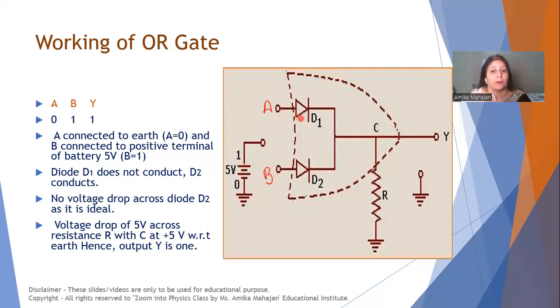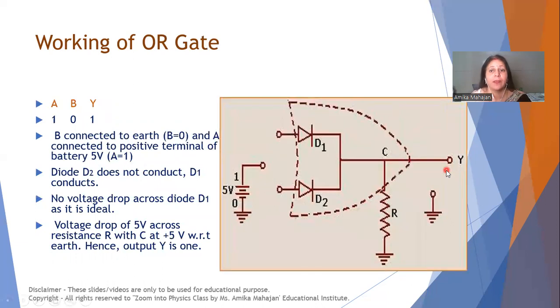Because this A is grounded, so its forward biasing is not supported, this will not conduct. Only B will conduct. This diode D2 will conduct because it is connected to positive 5 volt. Now, when it conducts, then there will be voltage drop of 5 volt across R. And C will be at plus 5 volt with respect to this ground. And output will be there of 5 volt, which will be represented by level 1.